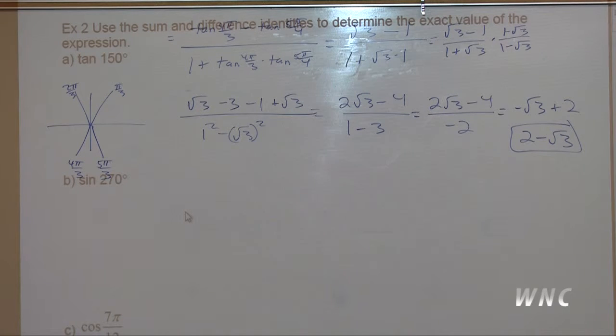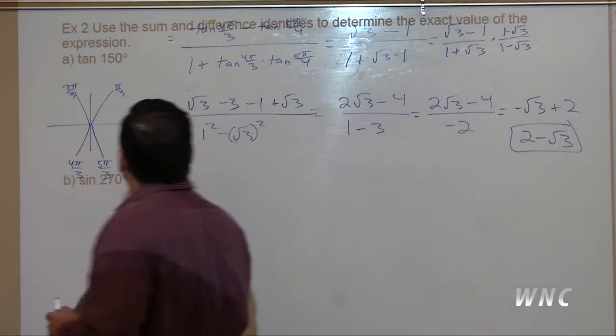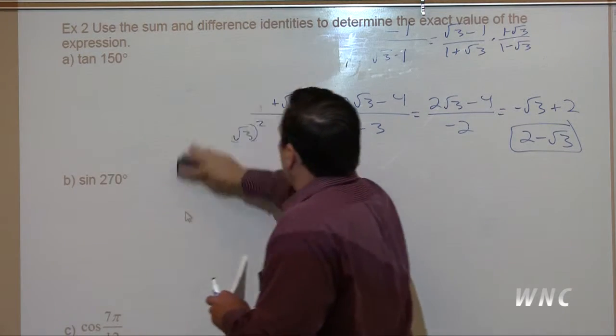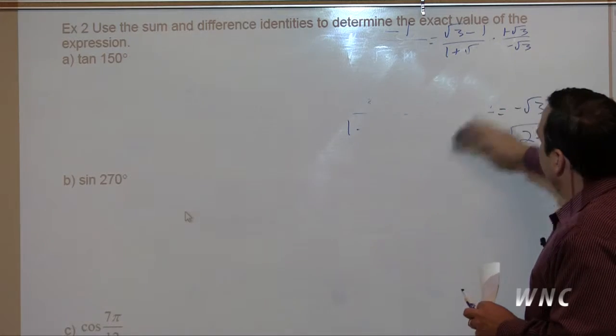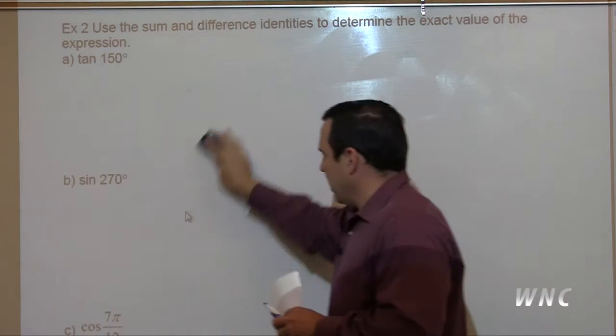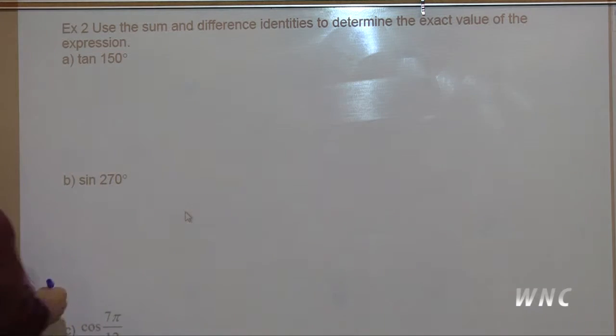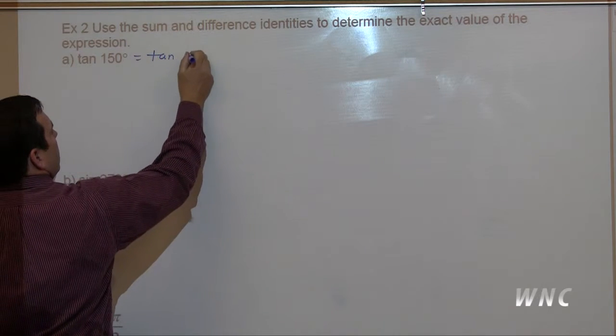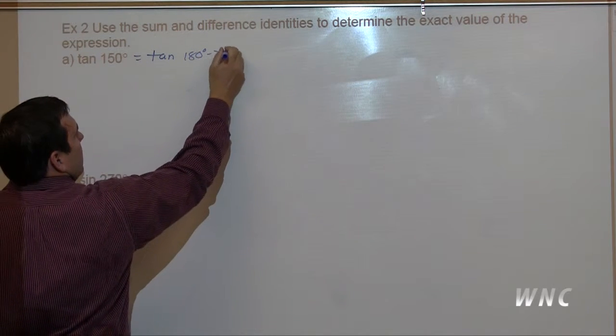Okay, now we're going to use the sum and difference identities to determine the exact values of the following. I realize some calculators can be put in exact mode and give you quote-unquote exact values. It's important to see how we do this by hand though. So tangent of 150, you could think of this as tangent of 180 degrees minus 30 degrees.